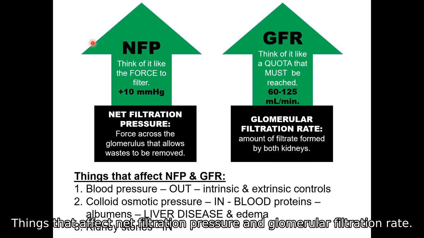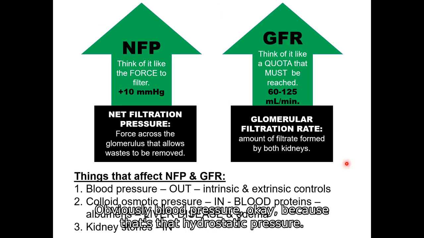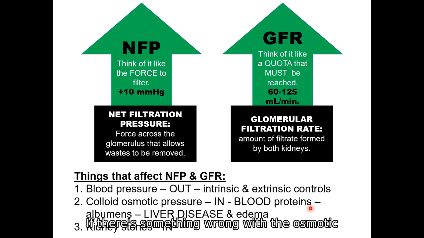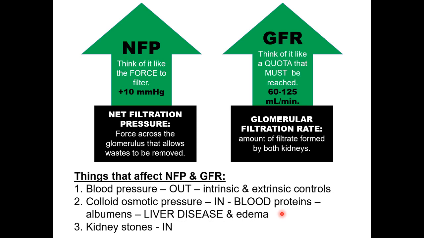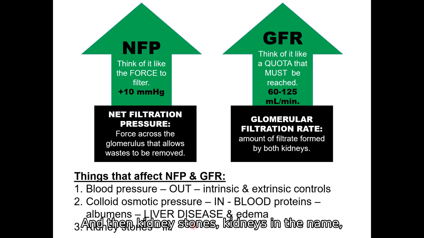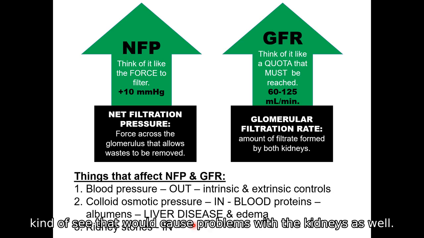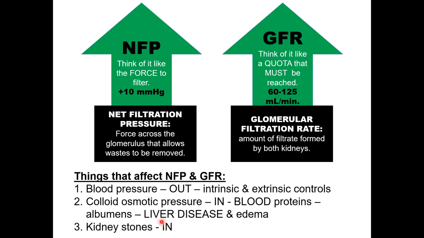Things that affect net filtration pressure and glomerular filtration rate, obviously blood pressure. Okay, because that's that hydrostatic pressure. If there's something wrong with the osmotic pressure, so let's say the liver is damaged and they don't have their blood proteins like albumins, that could cause problems for the kidneys. And then kidney stones, kidneys in the name, that would cause problems with the kidneys as well.